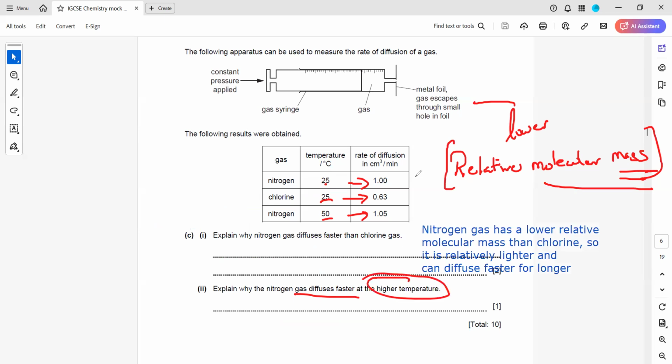So when we increase the temperature, what will happen? At high temperature, the particles will move faster. As the particles move faster, they will have a greater kinetic energy.